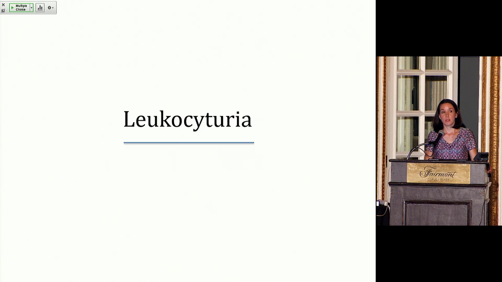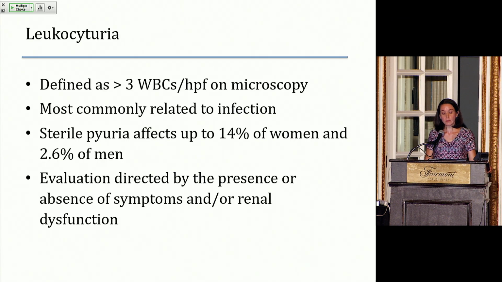Okay, so now that I've convinced you, you should look at the urine. Let's talk a little bit more about what's in it. So we'll focus on leukocytes initially. So what is leukocyturia? It's more than 3 white cells per high-powered field on microscopy, and most of the time, as we know, it relates to infection. However, sterile pyuria is seen in about 14% of women and up to 3% of men, and your workup is going to be determined by what symptoms or renal dysfunction are present.